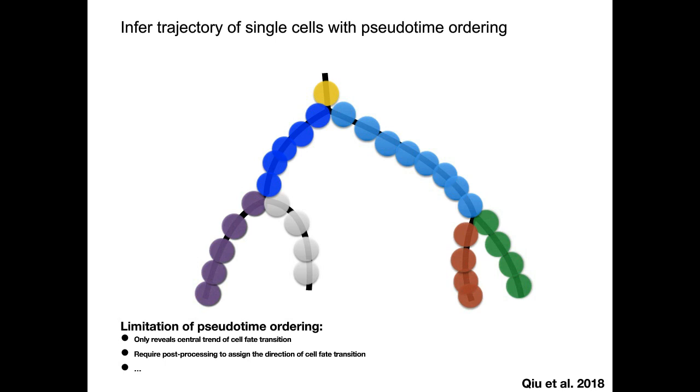Firstly, pseudotime only tells you the central trend of cell-fate transition. Secondly, for the majority of the tools, you need to tell where is the root of the differentiation process.